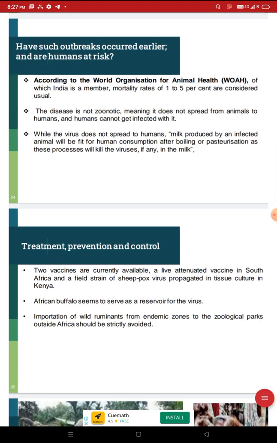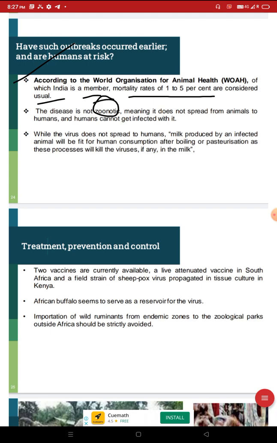Then come to the point. Have such outbreaks occurred earlier, and are humans at risk? According to the World Organization for Animal Health, of which India is a member, mortality rates of 1 to 5% are considered usual. The disease is not zoonotic.